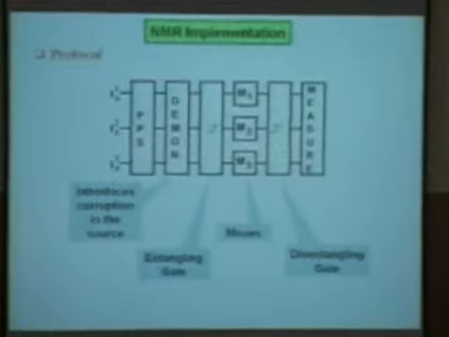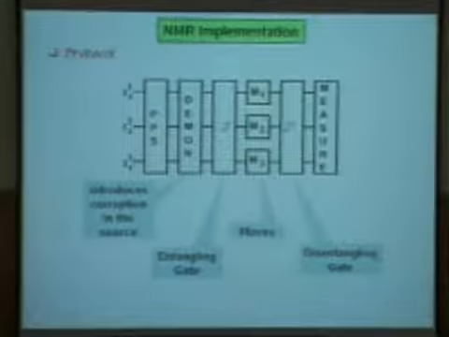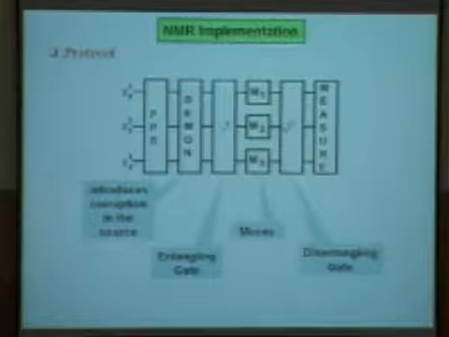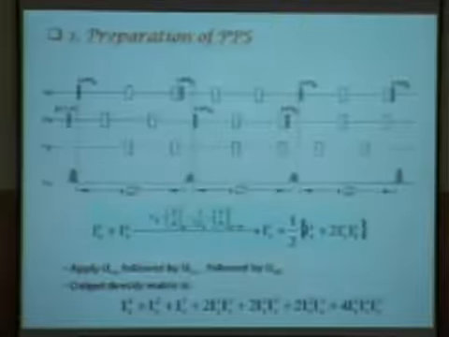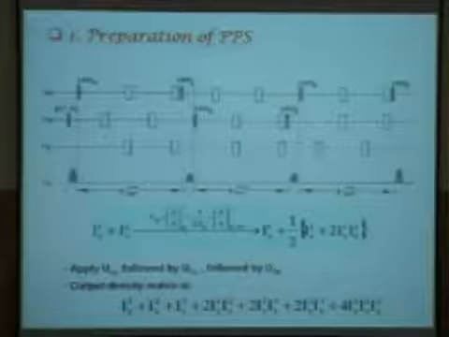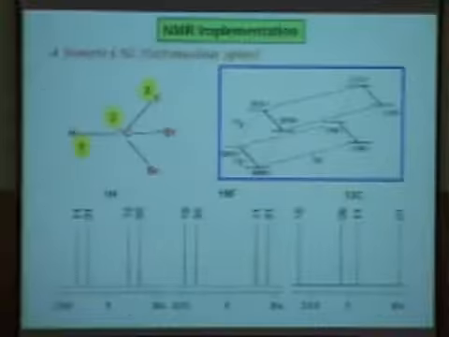The NMR implementation is that we create a pseudo-pure state. The daemon introduces corruption in the source. So this is how we do it experimentally. We deliberately introduce a daemon, okay, and check on the result. And then we have an entangling gate. We have moves here, a disentangling gate, and measurement.